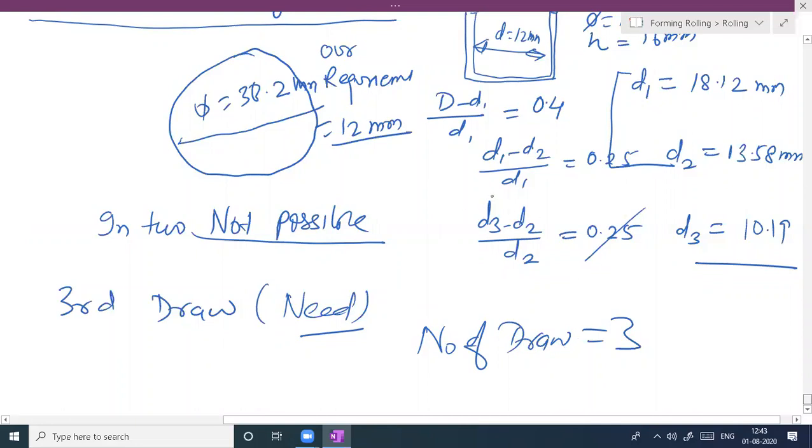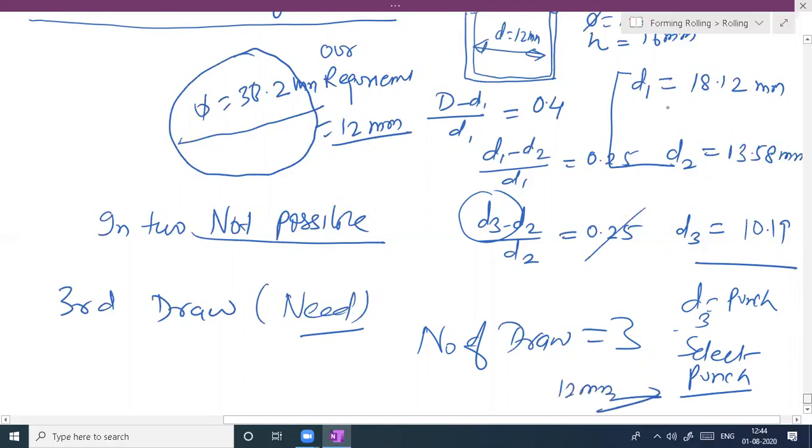Basically, this D3 is the punch diameter. D3 is the punch, so you have to select the final punch of size 12 mm. So in two draws it is not possible. In the third draw the reduction is less, but this D3 will be 12 mm. This will be now 20% or 15%. So the number of draws is 3. Is it clear to all?